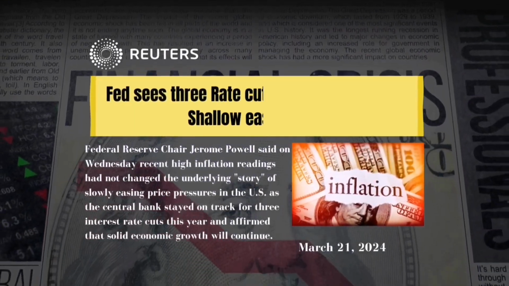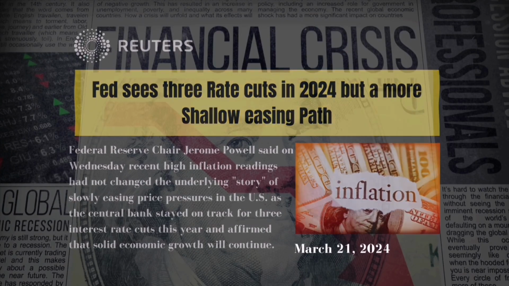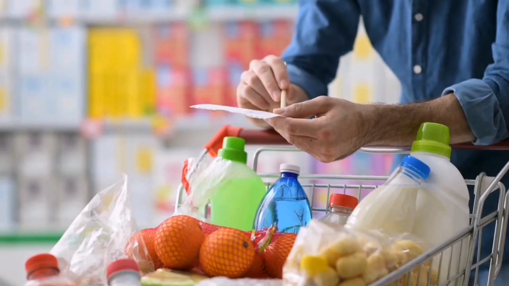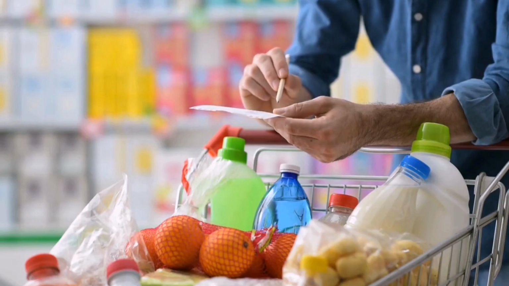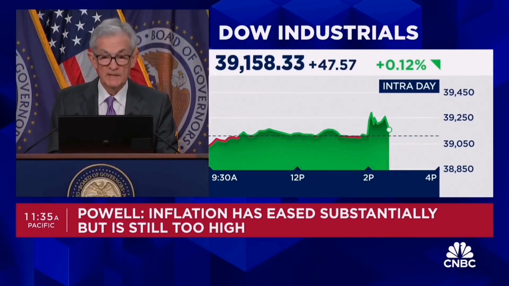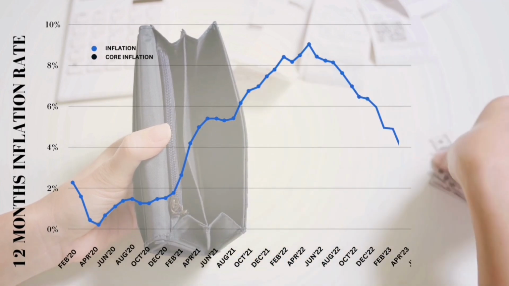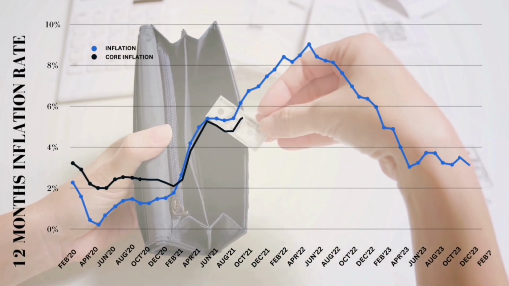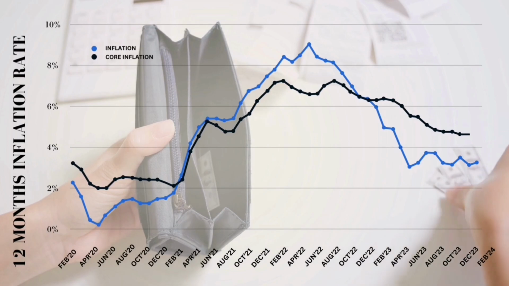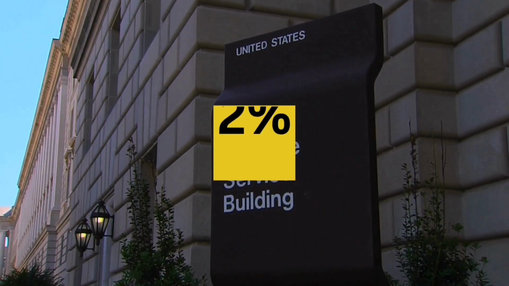Taming the inflation beast. Now, let's address the elephant in the room: inflation. Remember those days of ridiculously expensive groceries? While inflation has thankfully cooled down compared to its peak in early 2022, it's still a concern. As of December 2023, inflation sits at around 2.6%, which is still above the Federal Reserve's target of 2%.